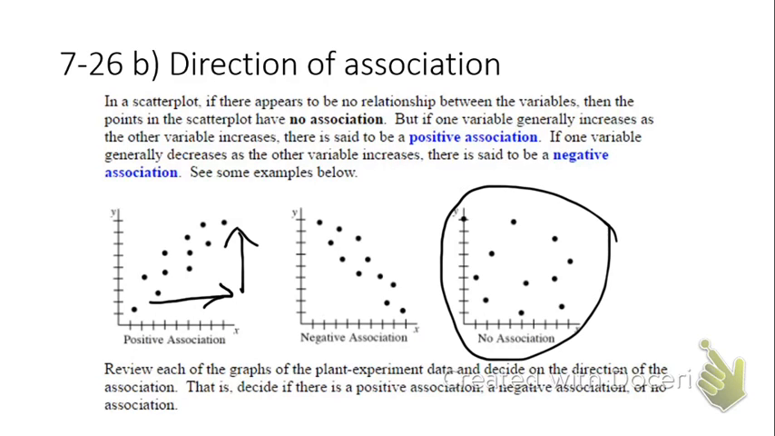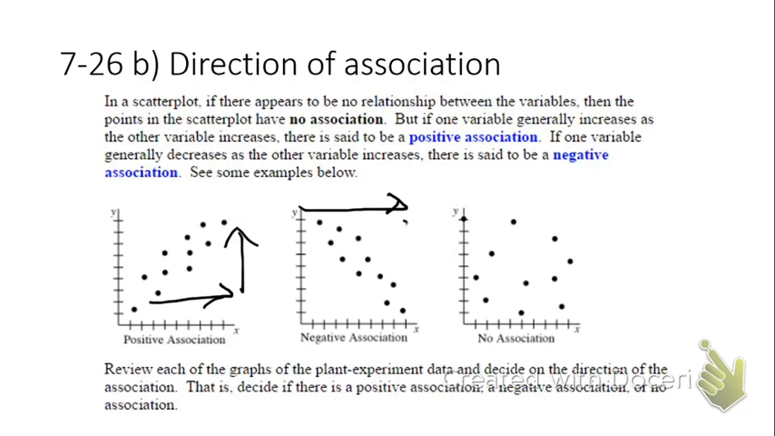If one variable decreases as the other increases, so I notice that as I'm going forward here, so as x increases, the y variable seems to be going down. As we go forward, the dots are going down. This is called a negative association. I want you guys to review each of the graphs to identify positive, negative, or no association.